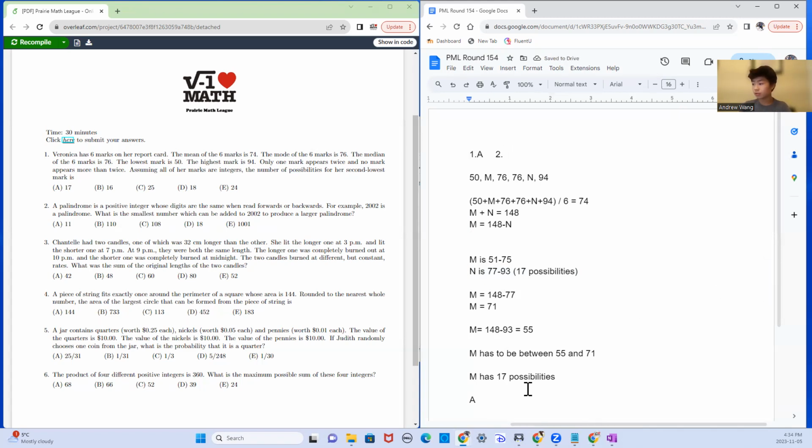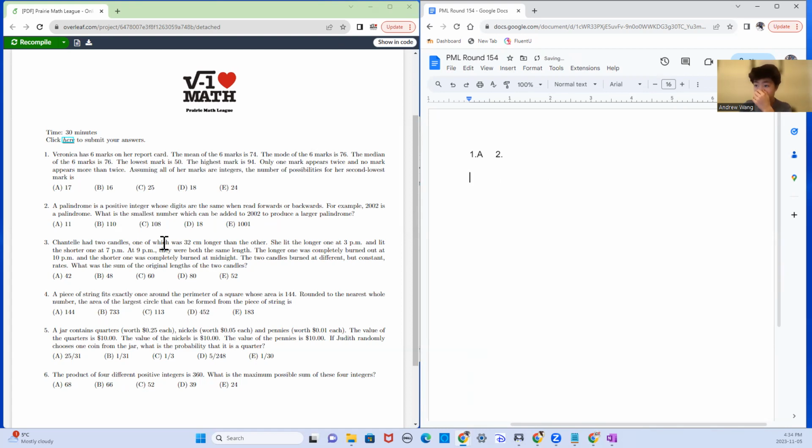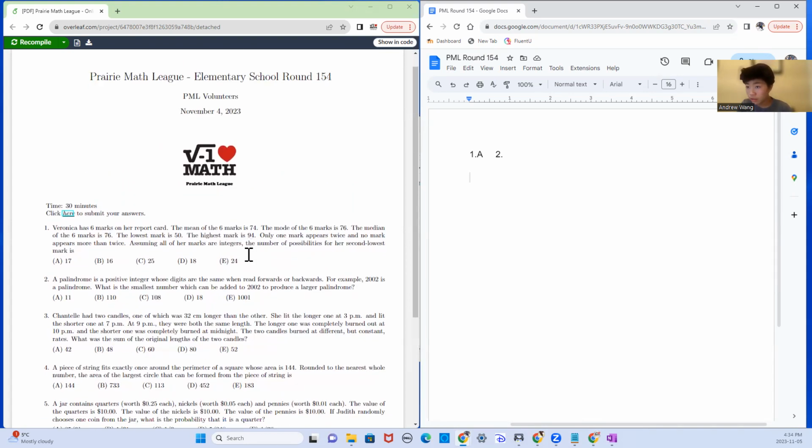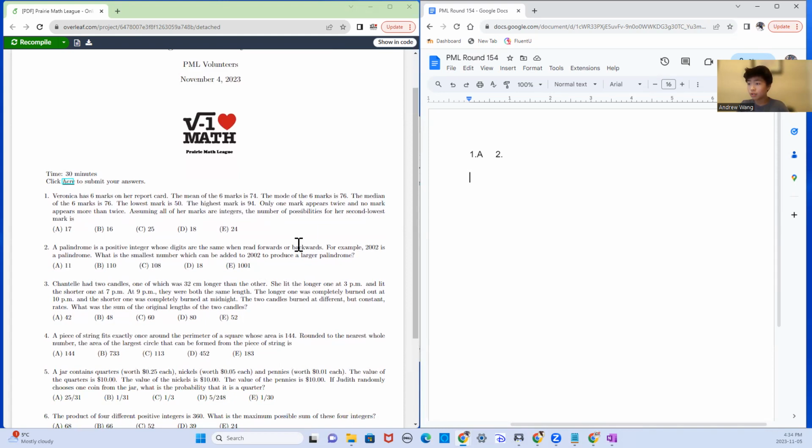Let's move on to the next question. A palindrome is a positive integer whose digits are the same when read forwards or backwards. For example, 2002 is a palindrome. What is the smallest number which can be added to 2002 to produce a larger palindrome?